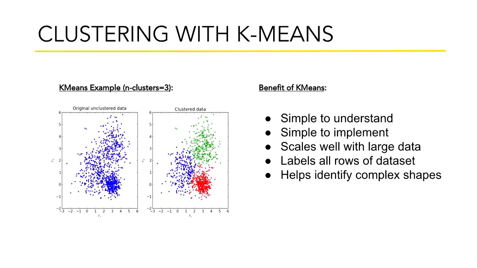And so for me, I chose k-means. It is probably one of the more simple clustering methods to understand and one of the more simple ones to implement. It scales well with large data, and it labels all your rows. So unlike algorithms like DBSCAN, which might drop some of your outliers, this will label every single row in your data set. So that was one of my starting points.